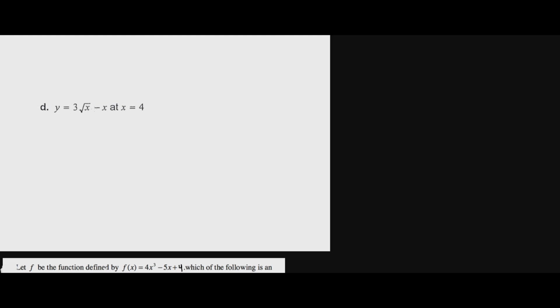So we want to find the equation of the line tangent, right? That should be an indicator that we have to use our point slope formula, and we need to plug in the x value into our function to get our y value, because we don't have a y value. So we're going to get 3 times the square root of 4 minus 4. The square root of 4 is 2, so 3 times 2 minus 4. 3 times 2 is 6 minus 4 is 2. Okay, so I know when my x value is 4, my y value is 2.